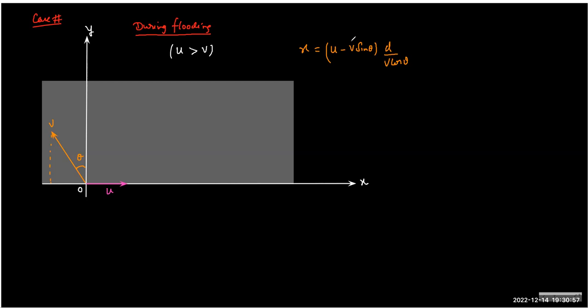In the previous case, since V was more than U, there was a chance of equalling and a chance of zero drift. But now what happens if V is less than U? Then V sin theta will be even lesser. So can this term be zero? No. So it means I cannot get the zero drift for sure. So this I can rewrite as U by V D sec theta, I will multiply inside, minus D tan theta. So I can see clearly that X is a function of theta.